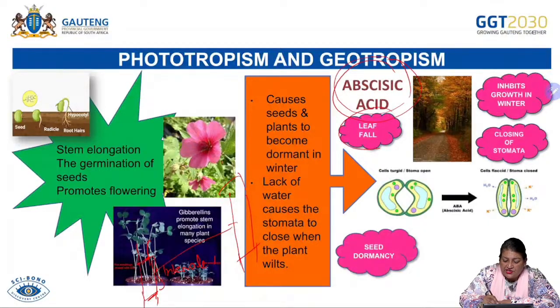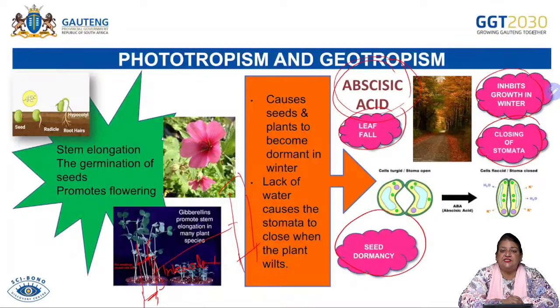Abscisic acid causes leaves to fall. Abscisic acid inhibits the growth of seeds in winter. Abscisic acid causes the closing of stomata in winter so that you don't lose a lot of water, because there's less water in winter. Abscisic acid also causes seeds to become dormant. So on this side you can see all the functions of abscisic acid: leaf fall, closing of the stomata to prevent the plant from wilting, from drying out.